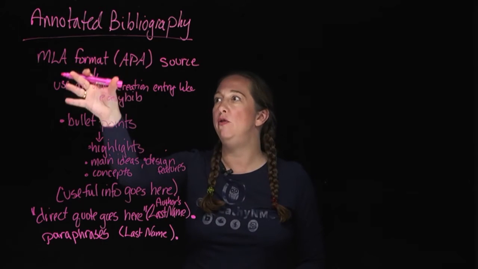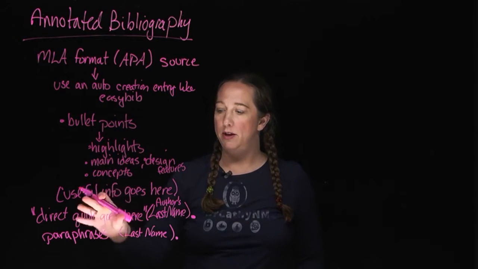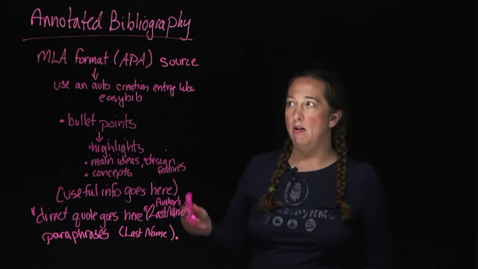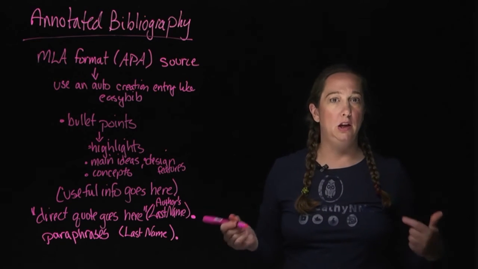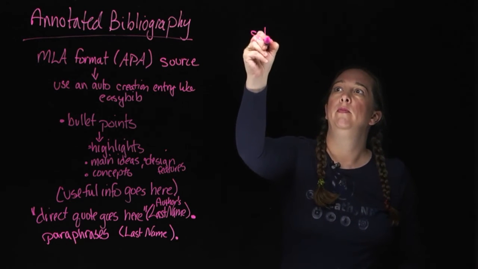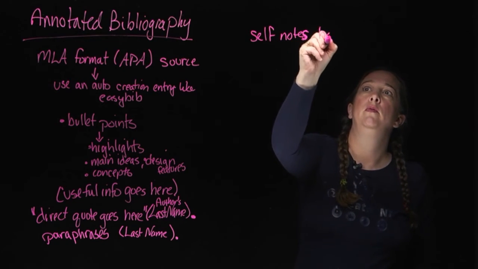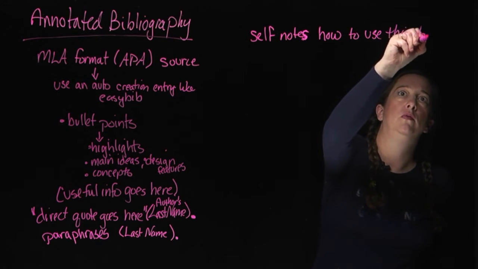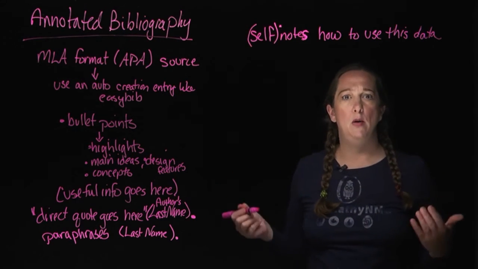The last thing I do after I have got my MLA formatted source entry, my bullet points, and my quotes and my paraphrases, I have my own little paragraph. I'm going to just start over here for a little bit more space than writing down here. I write a little note to myself of how am I going to use this data? Notes. So how am I going to use this?